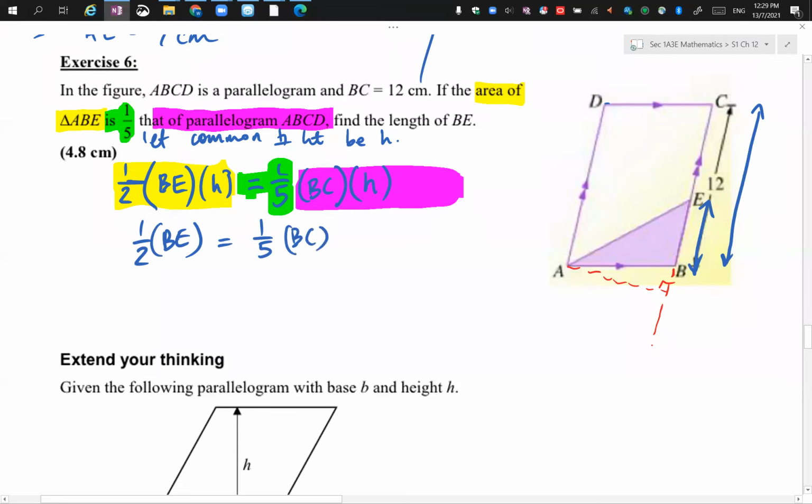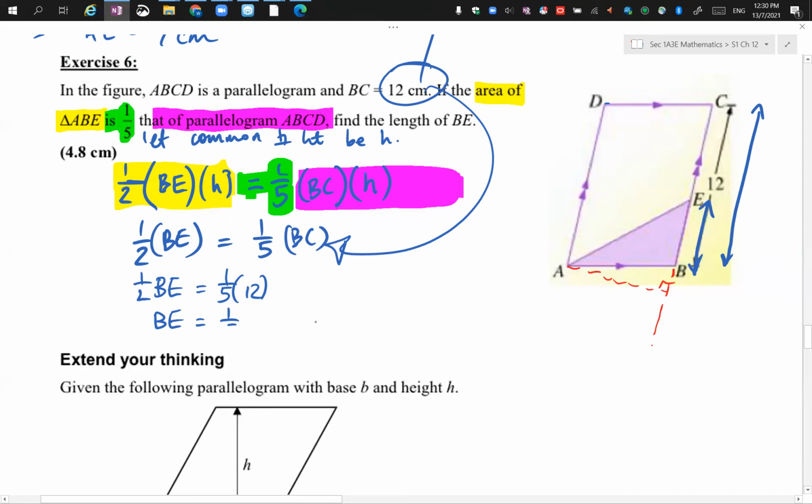Okay, and oh, how convenient. The question already told me that BC is 12. Substitute it in. So half BE is 1/5 of 12. They want us to find BE, so we just need to get rid of this half in front, the coefficient, by multiplying by 2. So BE equals 1/5 times 12 times 2, resulting in 4.8 cm.